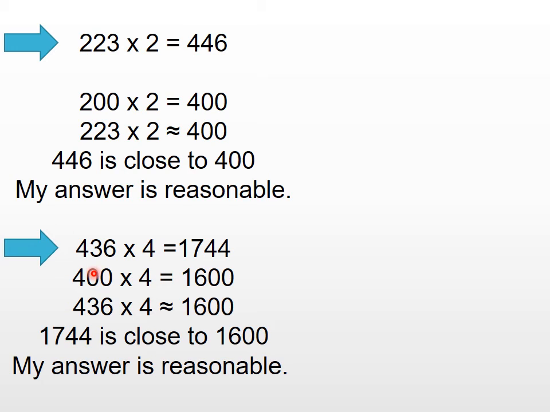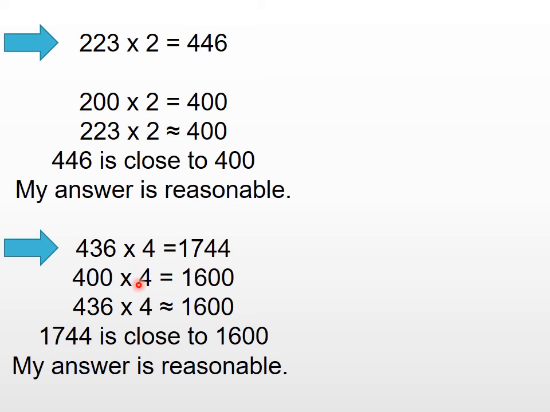For example, you can see here 436 multiplied by 4. When I multiplied 436 and 4, I got the answer 1744. But how would I prove that my answer is reasonable, that it is actually correct? Check the bigger number, which is 436. Is 436 close to 400 or 500? Any number less than 450 would be close to 400, and any number greater than 450 would be closer to 500. So 436 is closer to 400.